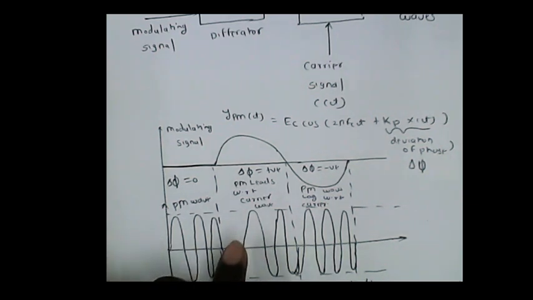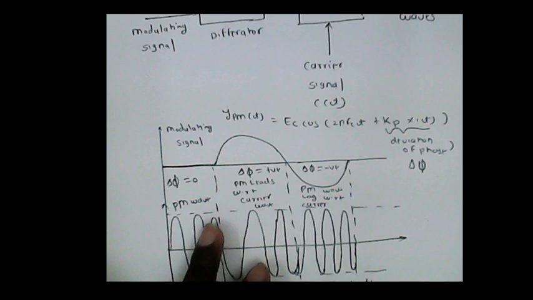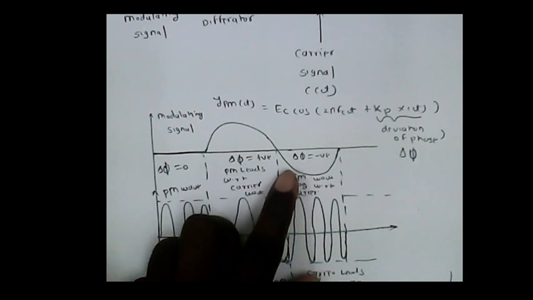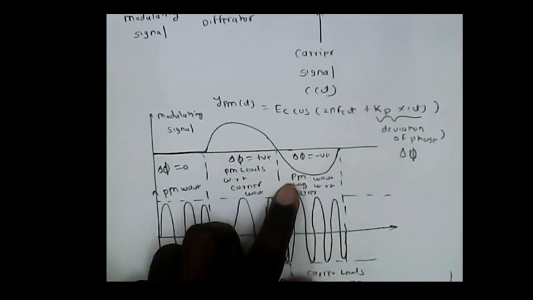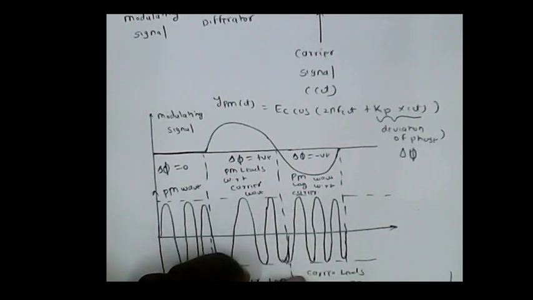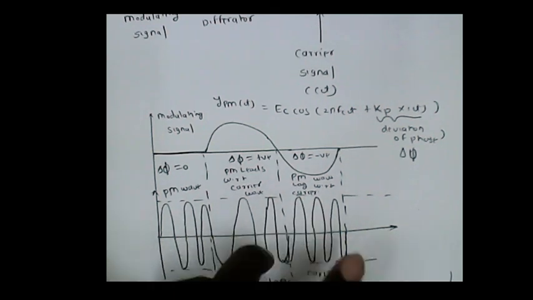Here, whenever the frequency deviation is maximum in FM, there is no deviation of the frequency in PM, and in PM the frequency deviation is maximum at other times. Similarly, whenever the deviation of phase is negative, we say that the PM wave lags with respect to the carrier, or the carrier leads with respect to the wave. So we can draw this waveform in this way.